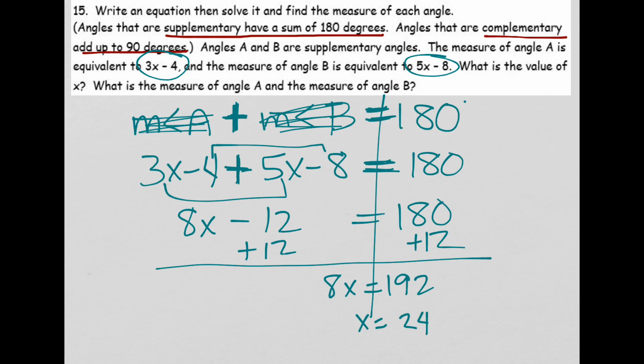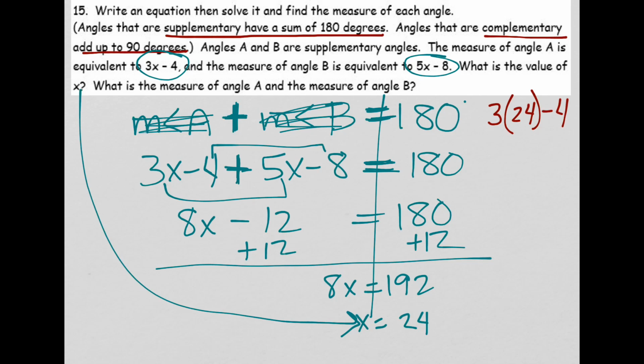Hey, I'm feeling pretty good about that. But, oh, dang it. I'm still not quite finished. What's the value of x? Yeah, that's right there. I got it. 24. But I still have to find the measure of angle A and the measure of angle B. I knew that A was 3x minus 4. So instead of x, I could put in this 24 here. 3 times x, which is 24. Substituted that in there. And 3 times 24 is 72. 72 minus 4 is 68. So the measure of angle A is 68 degrees.